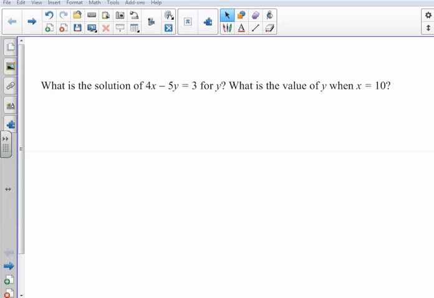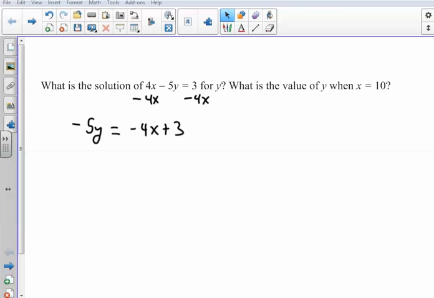Basically what I'm trying to do is get the variable completely by itself. So I need to ask myself, who do I need to get rid of? I need to get rid of the 4x. So to get rid of the 4x, I'm going to subtract 4x from both sides. Now I cannot take that 4x away from the 3, so now I have negative 5y equals negative 4x plus 3.